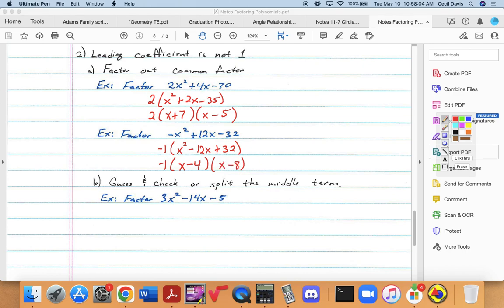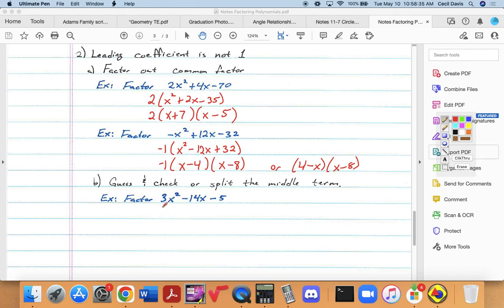Occasionally, I don't normally do this. I usually just leave it like this. But what they'll do is go ahead and multiply this negative 1 back through one of them and say that this is 4 minus x times x minus 8, because the negative 1 times x minus 4 is 4 minus x. You don't have to do that. I'm perfectly satisfied with you leaving it like this.